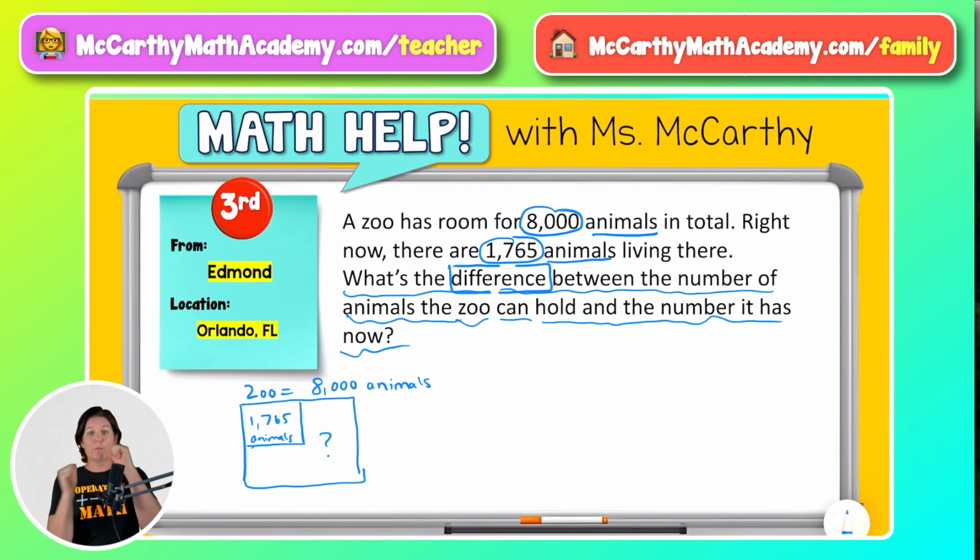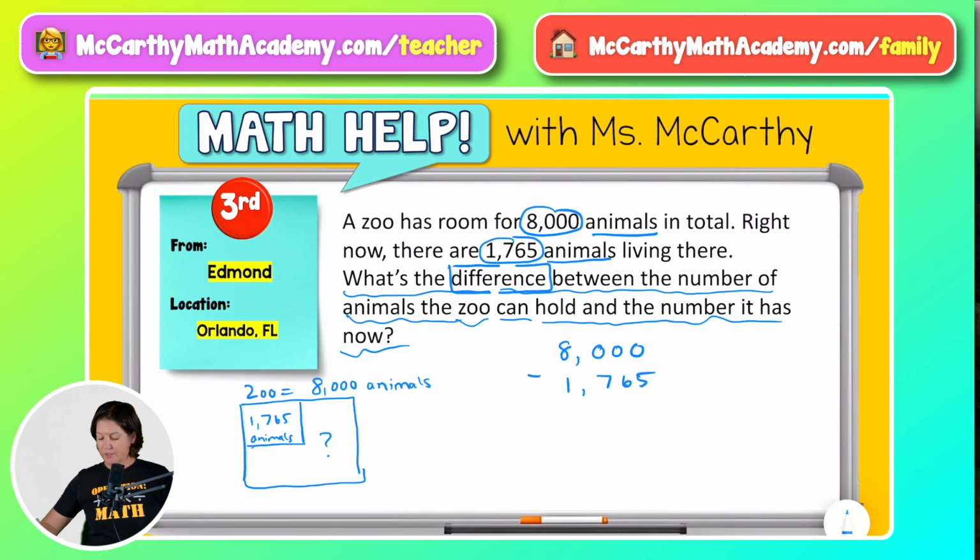And when we're finding the difference, we are using the operation of subtraction. And with subtraction, we place our total on top and the other part that we know here. So we have 8,000 animals, and we know that 1,765 animals are there right now, but it can hold more. So what is that difference?